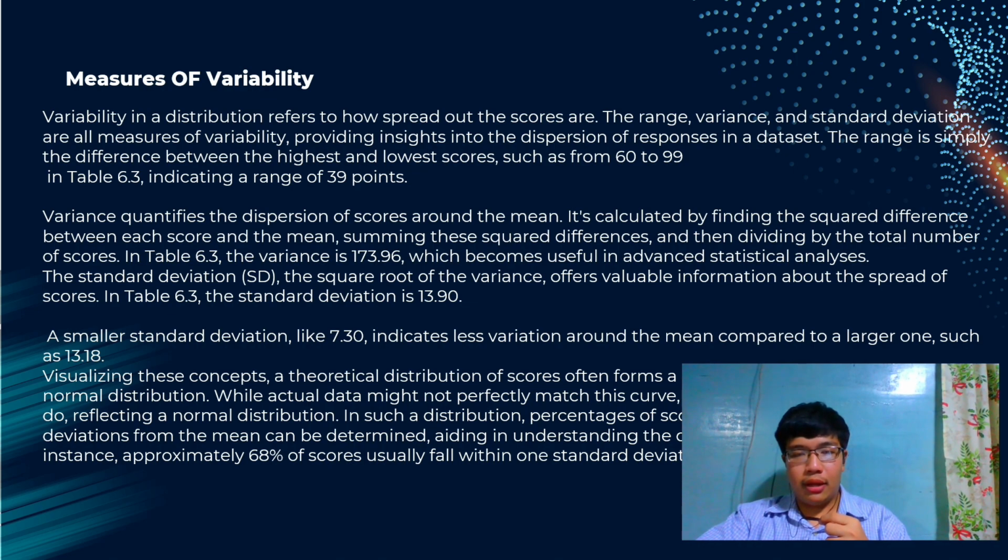Visualizing these concepts, a theoretical distribution of scores often forms a bell-shaped curve, which is known as the normal distribution. While actual data might not perfectly match, the means of many samples typically do, reflecting a normal distribution. In such a distribution, percentages of scores falling within specific standard deviations from the mean can be determined, aiding in understanding the distribution's characteristics. For instance, approximately 68% of the scores usually fall within one standard deviation from the mean.